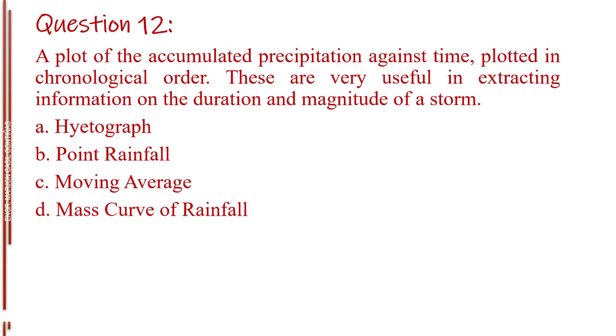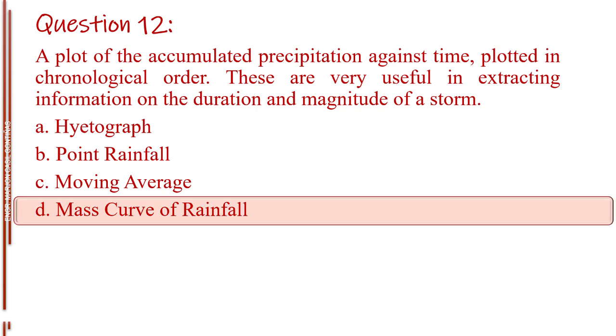Question number 12. A plot of the accumulated precipitation against time, plotted in chronological order. These are very useful in extracting information on the duration and magnitude of a storm. Letter A, hyetograph. Letter B, point rainfall. Letter C, moving average. Letter D, mass curve of rainfall. The answer is letter D, mass curve of rainfall.